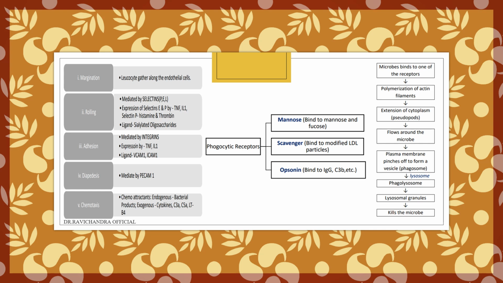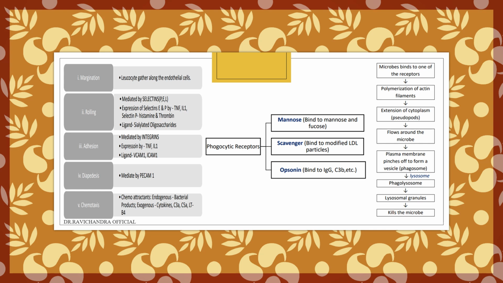Phagocytic receptors: mannose, scavengers, and opsonins. Mannose phagocytic receptors will bind to the mannose and fucose, and scavenger receptors bind to modified LDL particles, resulting in scavenging. And phagocytic receptors, when they bind to IgG and C3b complements, result in opsonization. Microbes binding to one of the receptors, mannose or scavengers or opsonin receptors.